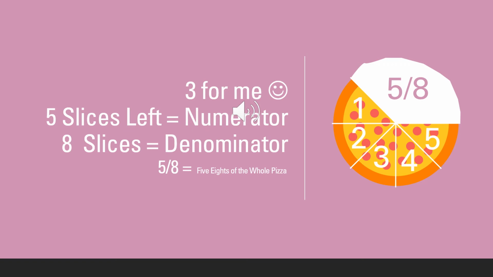I've already eaten 3 slices already. So, let's bring this home. We have 5 slices left. That's our numerator that we spoke about earlier. There are 8 slices in a whole pizza. That's our denominator. And so that means that we're left with 5 out of 8 slices. How we say that when we're dealing with fractions is we say 5/8 of the whole pizza.